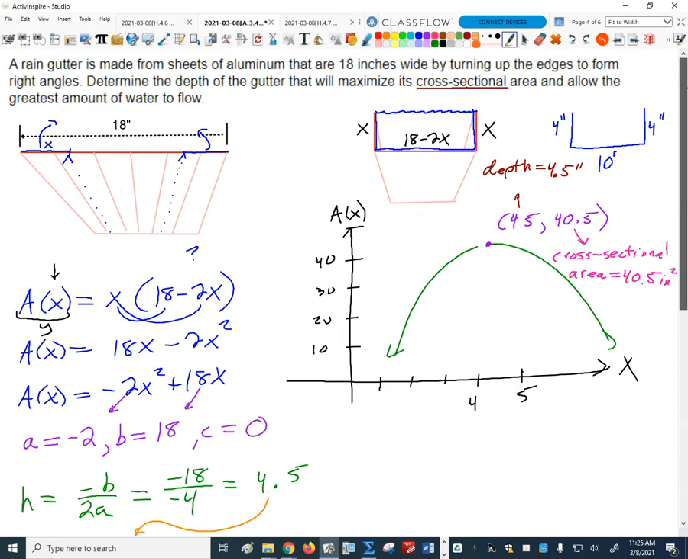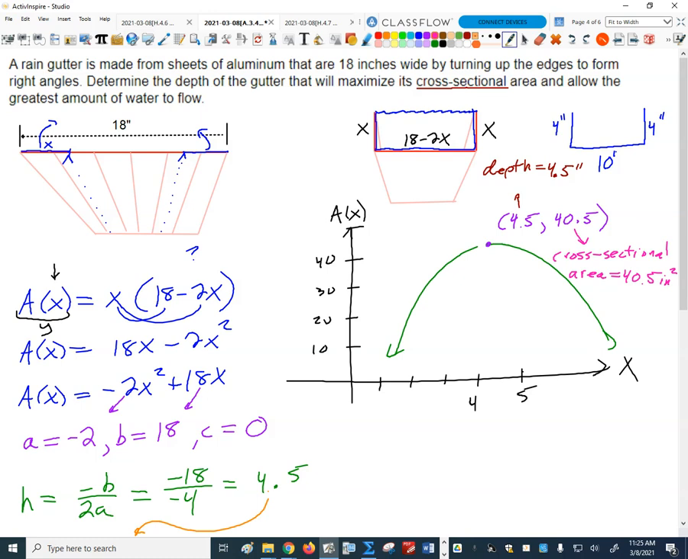We don't really care about that, though. The question didn't ask for that. It just wanted to know what's going to be the depth of the gutter that's going to maximize the cross-sectional area. So there it is. It's 4.5. We got it, right? It's just going to be the x coordinate of that vertex. That's pretty cool. How else are you going to do that problem, right?